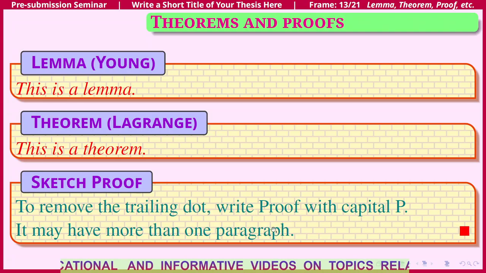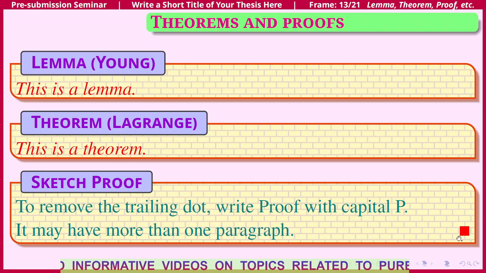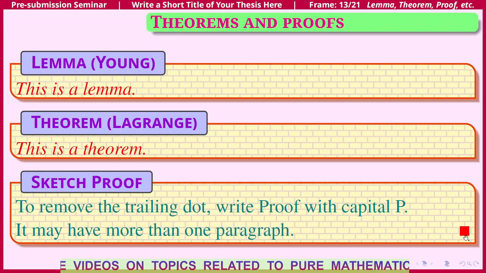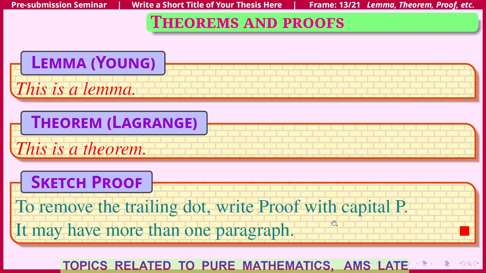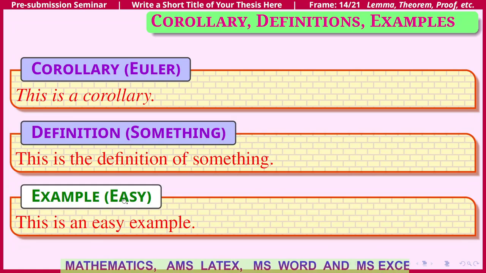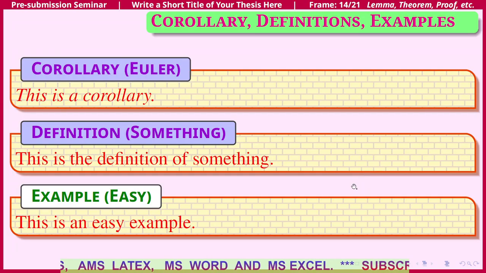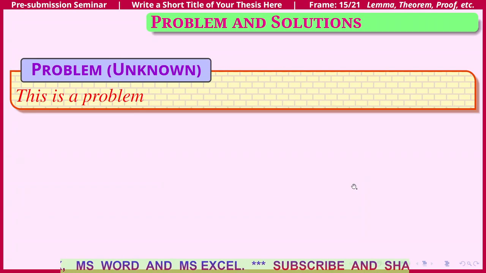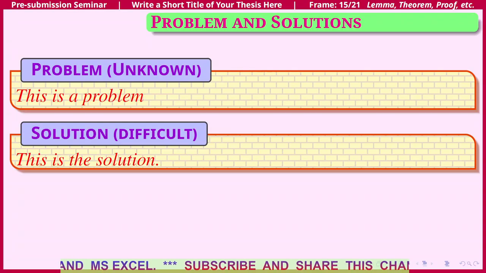And okay, it may have more than one paragraph also. This red square and all will be printed automatically. Then corollary, definition, example is automatically green. It is taken by default. Of course, you can change the color of everything if you don't like.